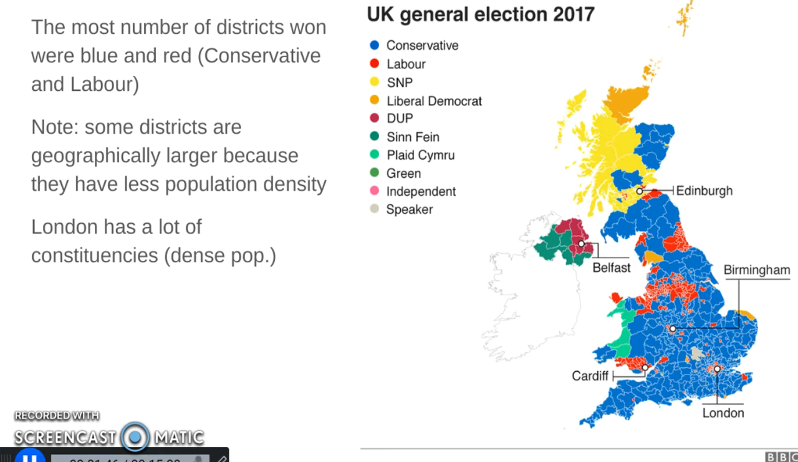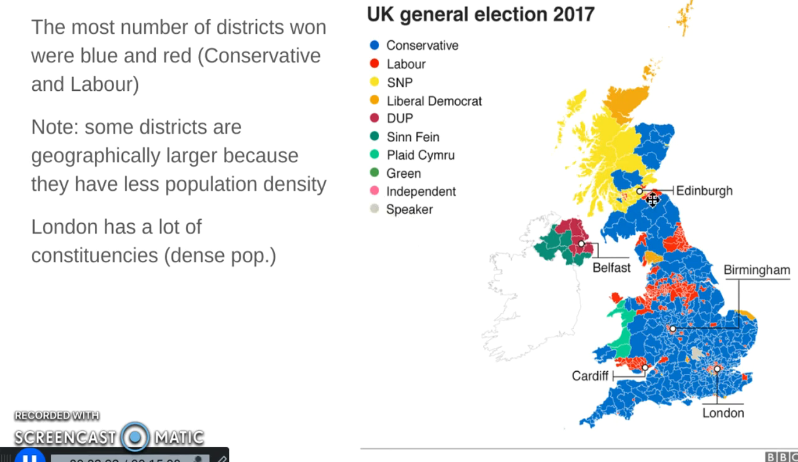Here's the electoral map from 2017 again from the UK. You'll notice a couple of things. There are a lot of different parties that have districts, but by and large, most of the seats have gone to the blue and the red parties, or the Conservative and the Labour parties. You'll note that some of these districts are very geographically large, like these yellow ones up here in Scotland, compared to some of the ones in England where the population density is higher. So in London, for example, there are several constituencies, but we can't see them because the scale of this map isn't great enough.